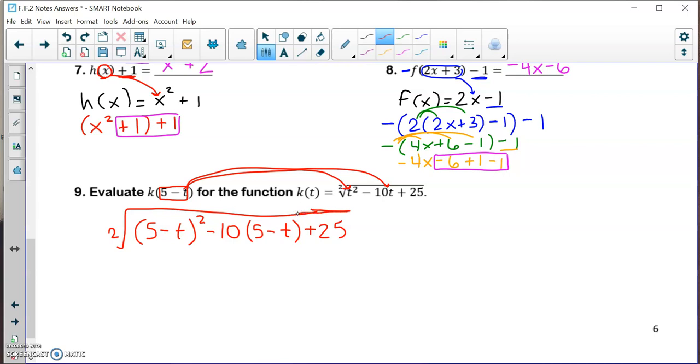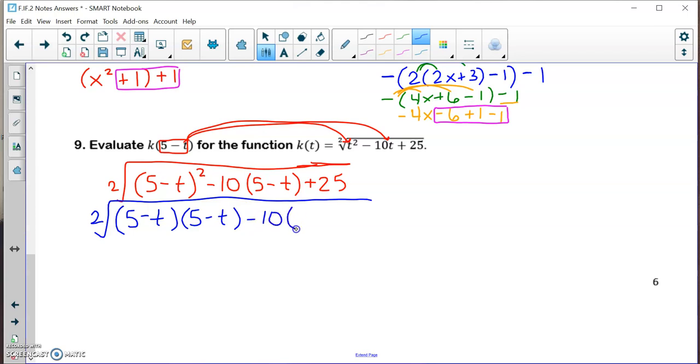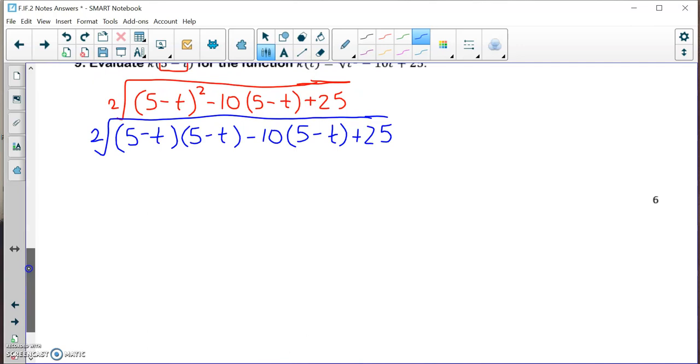25. Now, a 5 minus t squared, I will have to rewrite that. So I'm going to write this as the square root of a 5 minus a t times a 5 minus a t. And now I'm just going to rewrite the rest of everything. So minus a 10 times a 5 minus a t, and plus a 25. All right, we're ready to get started.